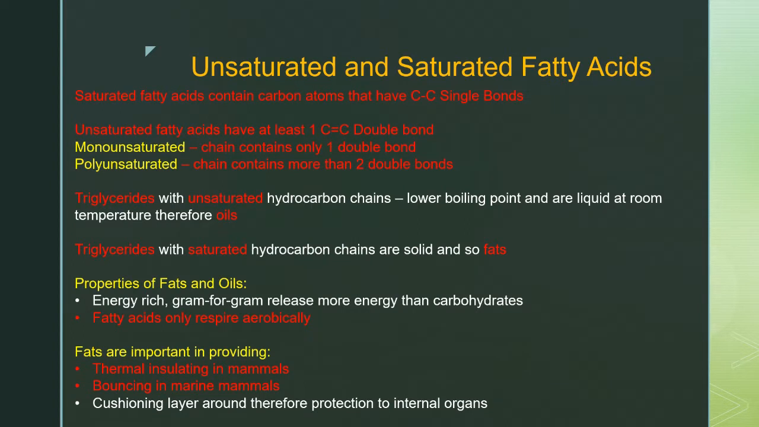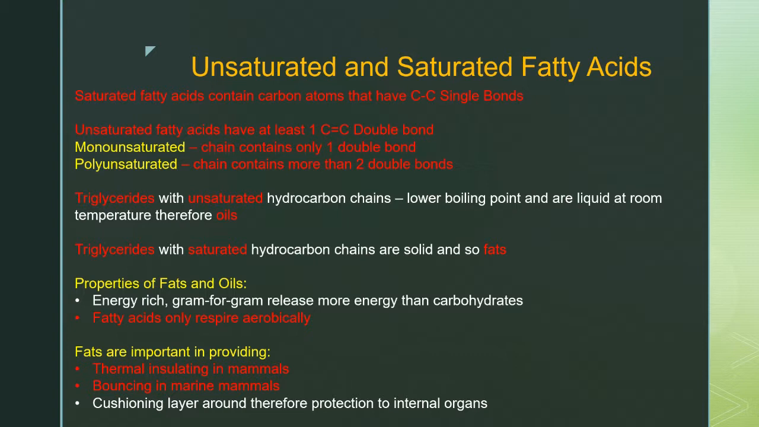Now we're going to talk about unsaturated and saturated fatty acids. Saturated fatty acids contain carbon atoms that have C-C single bonds. If you've done GCSE biology, which I'm assuming you have, then this is going to be recapping it. Unsaturated fatty acids have at least one C=C double bond. Monounsaturated just means that the chain has one double bond. Polyunsaturated means that it has two or more. Triglycerides with unsaturated hydrocarbon chains have a lower boiling point and are liquid at room temperature, and they are called oils. But triglycerides with a saturated hydrocarbon chain are solid and we call them fats.